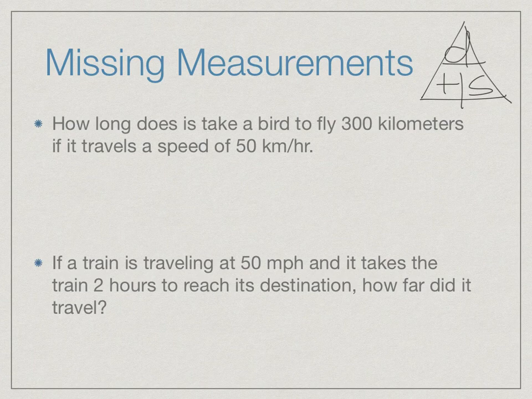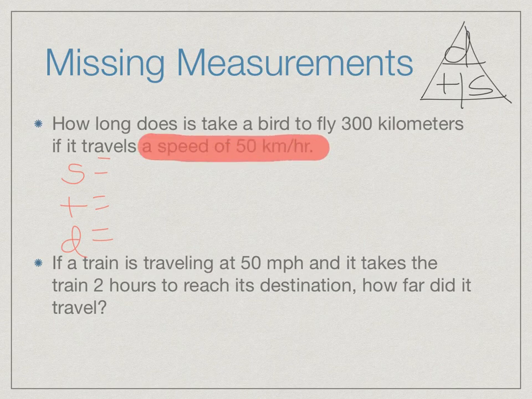The first thing I'm going to do is pull out the speed, distance, and time. Okay, so I know speed. In this problem, does it give me speed? It does give me the speed. The speed is 50 kilometers per hour. So I'm going to write that here. Speed is 50 kilometers per hour.